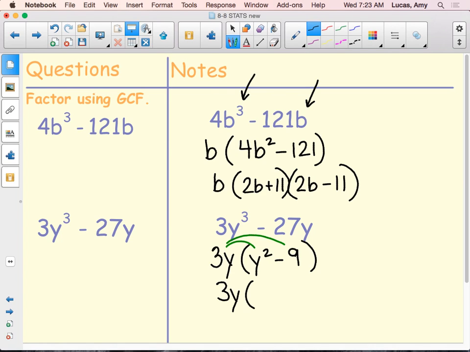Now I can factor it again because it's a difference of squares. Y times y is y squared. 3 times 3 is 9. 1 gets a plus, 1 gets a minus.